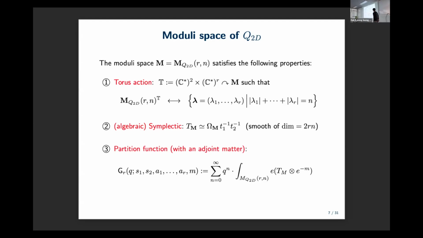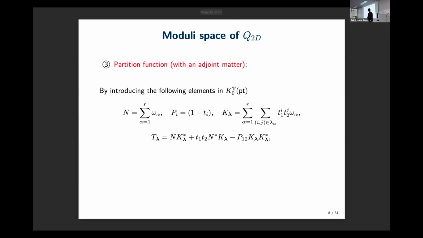And given this data, we often consider the partition function. In the physics literature, this was called the partition function with adjoint matter. For a mathematician, this is just putting in an Euler class insertion of the tangent bundle twisted by a non-trivial character. And this is the partition function that we can assign to the collection of our moduli spaces. Again, this partition function can be studied by this torus action.